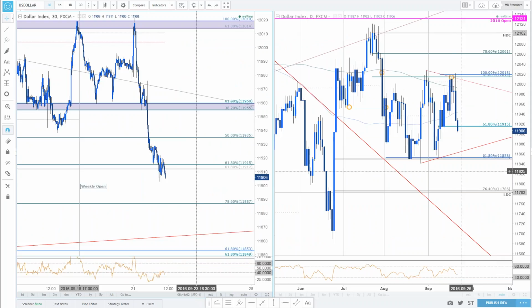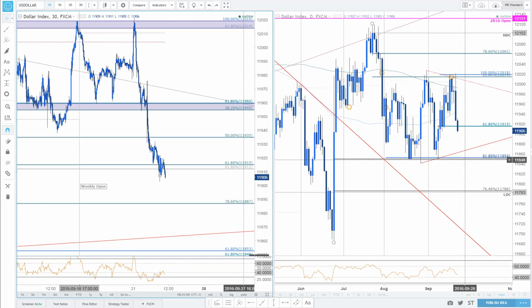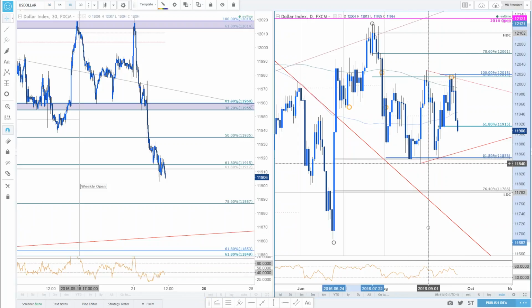And then more broadly, that key support, basic trendline support off the lows from August, and that critical Fibonacci confluence that continues to guide the lows here for the last 2 months at 11,850.